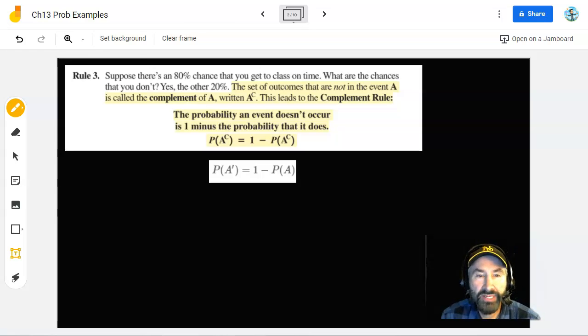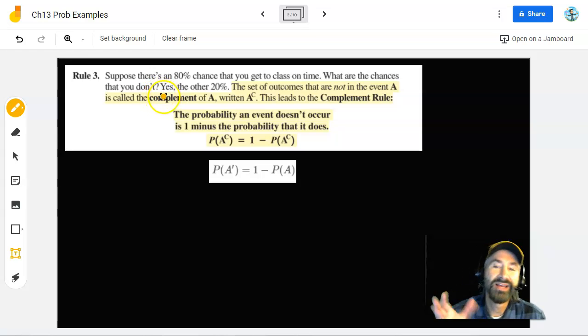So take a look at the example that's described here. Suppose there's an 80% chance that you can get to class on time. What are the chances that you don't? Well, if there's an 80% chance that you could get there on time, there must be a 20% chance that you don't, okay? At least in the world of only two possibilities, right?